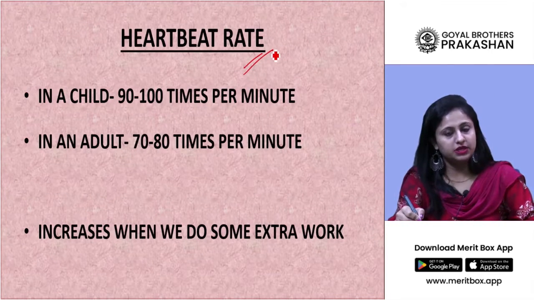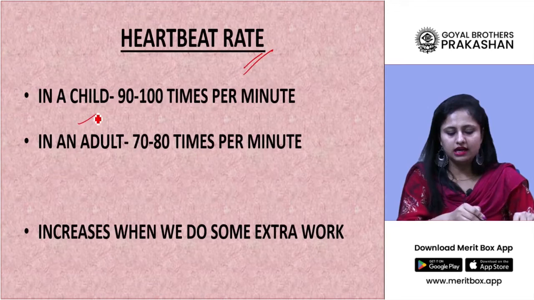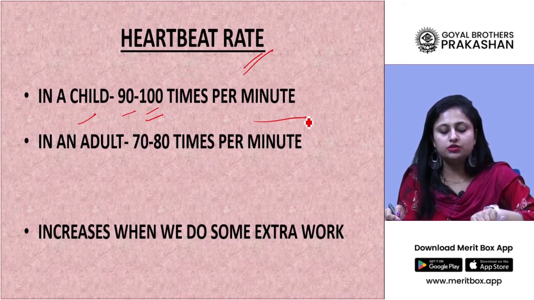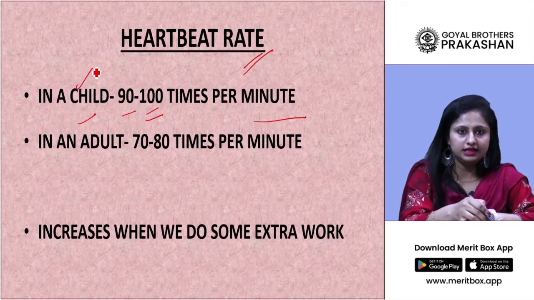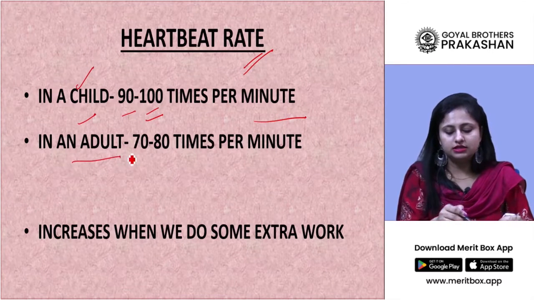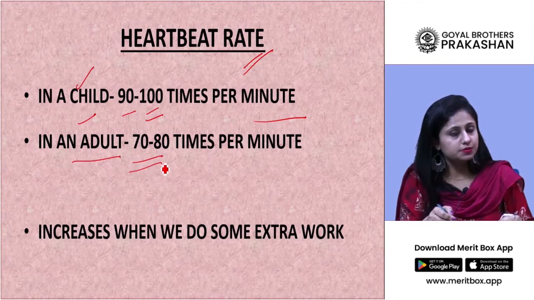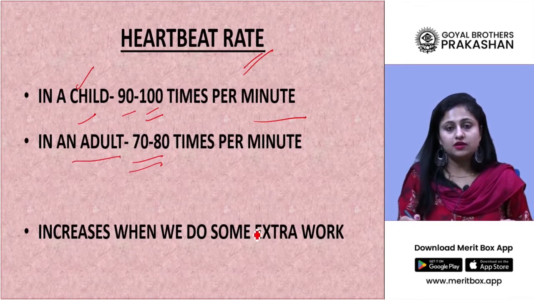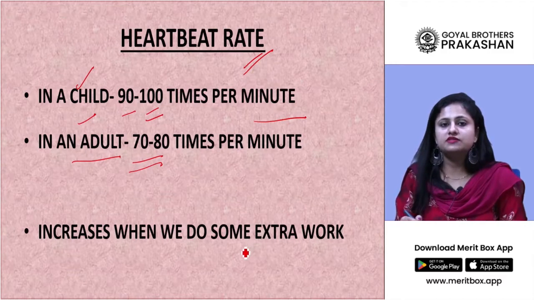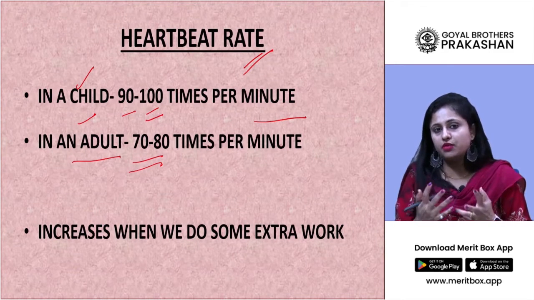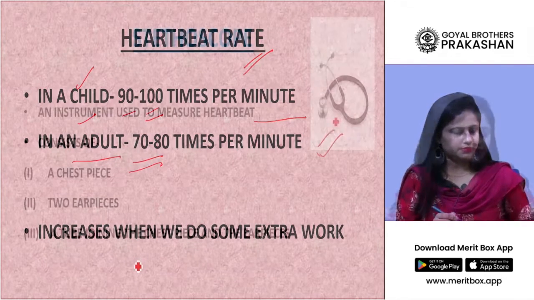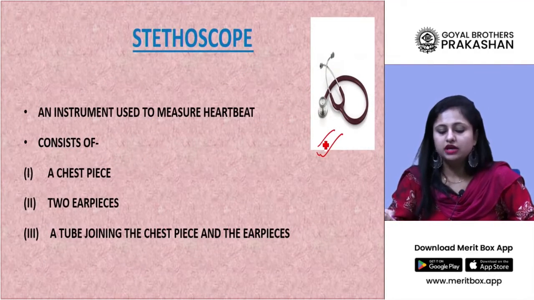Next is heartbeat rate. In a child, it is 90 to 100 times per minute. In an adult, it is 70 to 80 times per minute. And as a result of some intense exercise or some heavy workouts, the heartbeat rate increases. This is the stethoscope.